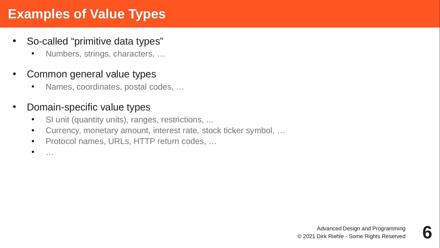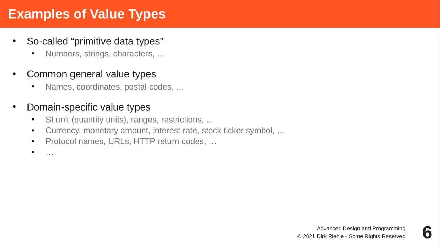So here are some examples. Value types foremost are often called also data types, as I mentioned, but then primitive data types. Those primitive value types exist in pretty much every programming language. And that's the integers and doubles and floats and characters and strings and so forth. They are very general, which is why they are there in every programming language. However, value types go way beyond that.